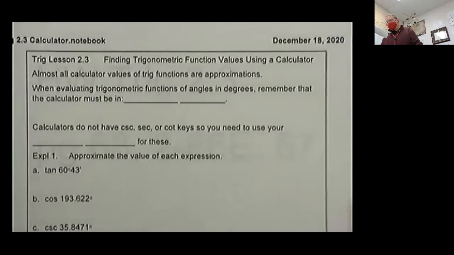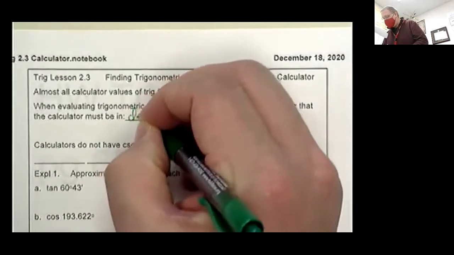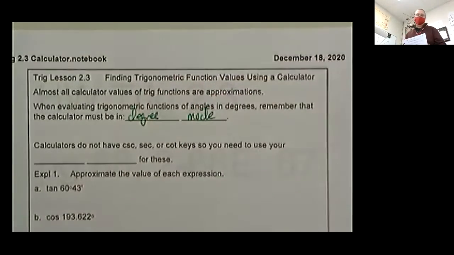All right, almost all calculator values of trig functions are approximations because most trig values are irrational numbers. They're just decimals that keep on going forever. When evaluating trigonometric functions of angles in degrees, remember that the calculator must be in degree mode, which you all should be, but it's a good idea to check. Later on, we're going to look at radians, and so we're going to have to switch back and forth, so you have to make sure we know which mode we're in.